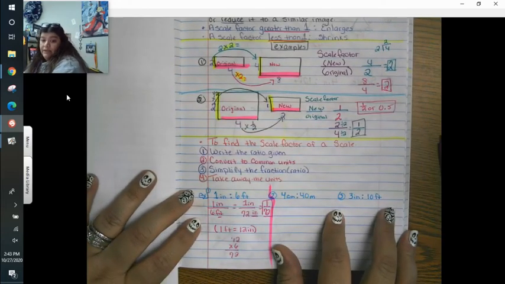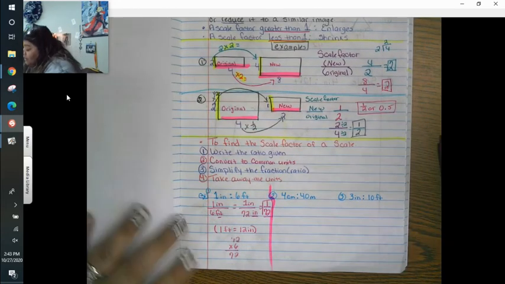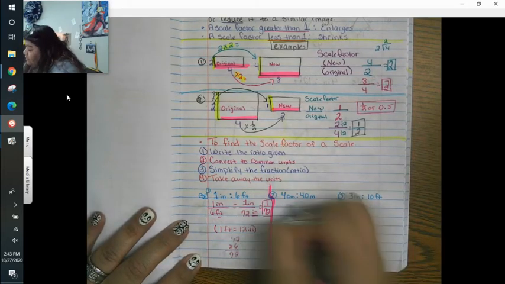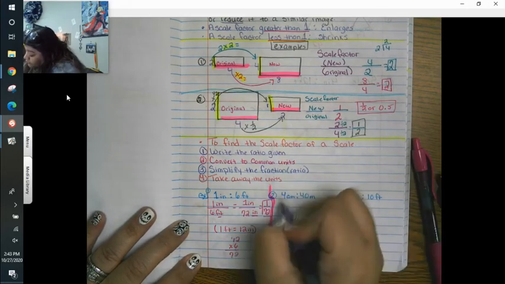Let's go into the metric system. All right. So here I have 4 centimeters. I'll do a different color.